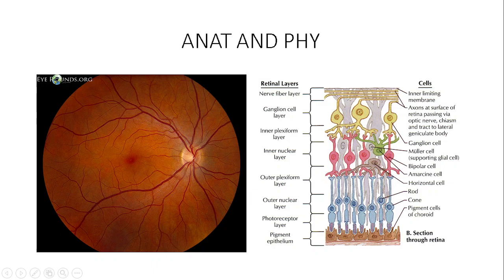The supporting glial cell is another name for the Müller cell. Then you have bipolar cells over here. They have two main portions that communicate with cells, which is why they are called bipolar. You see that? Then you have the amacrine cells over here. Horizontal cells are disposed like this. There's a horizontal cell over here. So you have the rod over here, this is the rod and its nucleus. Then this is the cone. Then we have pigment cells of the choroid over here.